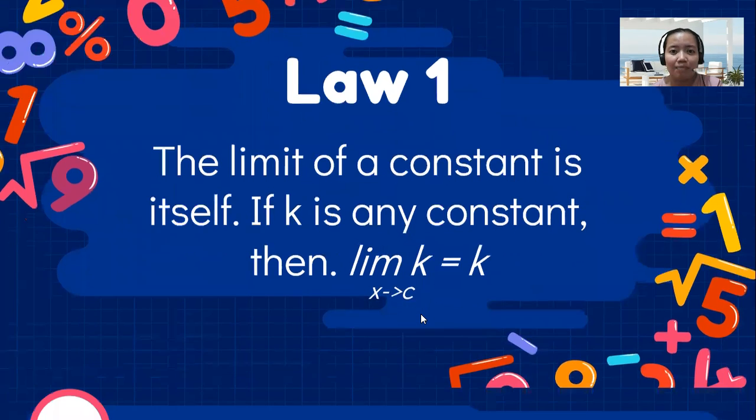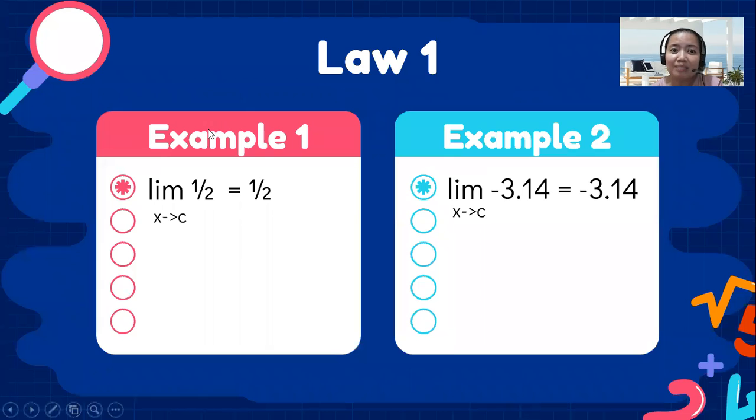Let's try to have an example. Example number 1. The limit of 1/2 as x approaches c is equal to 1/2. As you can see, it is equal to itself. Let's proceed to example number 2. The limit of negative 3.14 as x approaches c is equal to negative 3.14. So, law number 1 says that the limit of a constant will always be equal to itself.